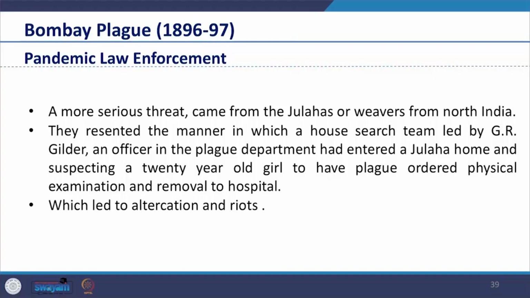You can see the emotional stress, the class struggle, different vulnerability, and the challenges the urban governance was expected to handle. So, as per the record, we see a more serious threat came from Julahas or the weavers from North India. They resented the manner in which a house search team led by G.R. Gilder, an officer in plague department, had entered a Julaha home and suspecting a 20-year-old girl to have plague ordered physical examination and removal to hospital, which led to altercation and riots.